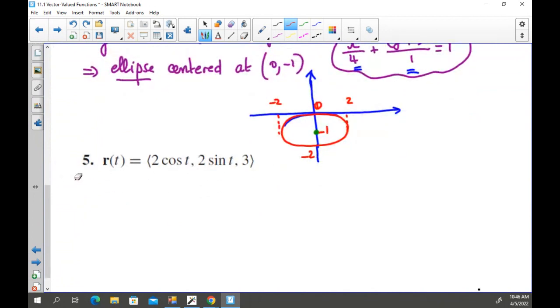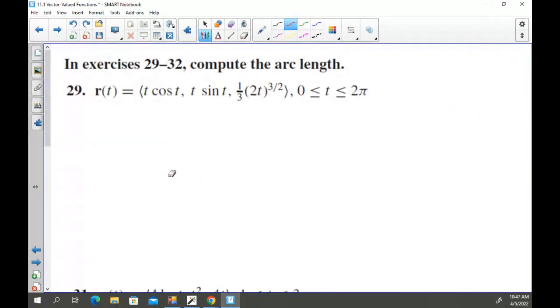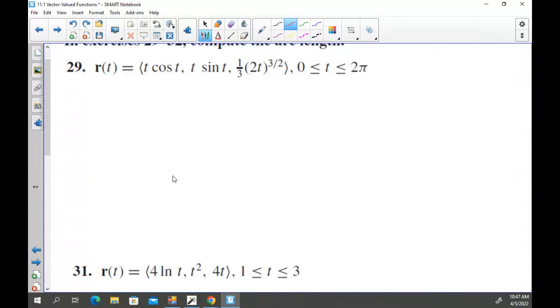Yeah. Okay, so I'll leave you these. You can have a look. I just want to do one more example of all of this. You can check them. I want to do the arc length of one of these.